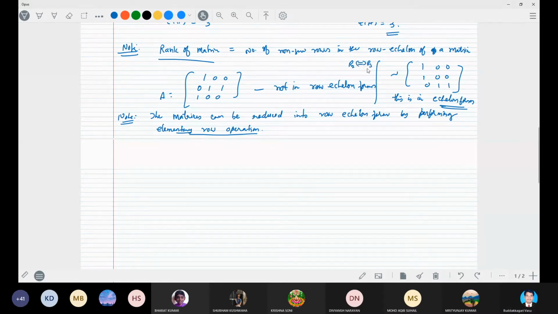Yes, sir. If you interchange R2 and R3, then it comes into the row echelon form, because the number of zeros before the non-zero entry is less than the number of such zeros in the next row. Here 0, 0, here 1. Okay, that is in the row echelon form. So if any matrix is converted into row echelon form and we find the number of non-zero rows, that is an easy way to find the rank of the matrix. This is one important tool to find the rank of matrices.